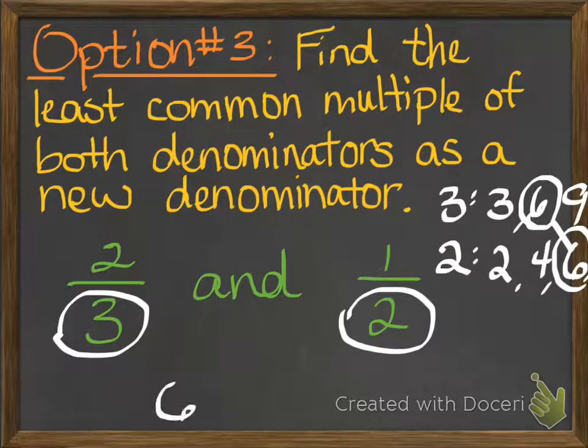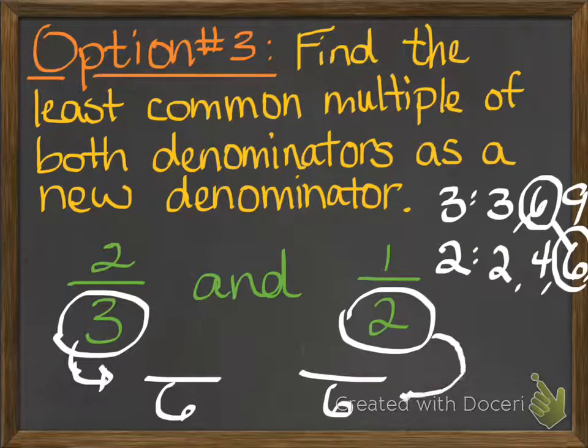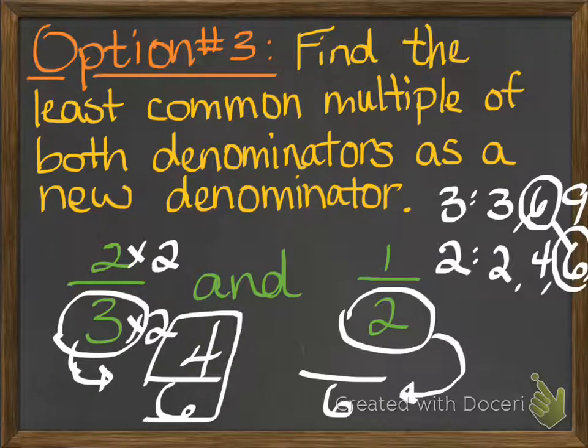We're going to make it a common denominator now. So instead of having 3 as the denominator of this fraction, I'm going to change it to 6. Instead of having 2 as the denominator, I'm going to have to change that to 6. So I had to take 3 times 2 to get 6. Whatever I do to the bottom, I got to do to the top. So I'm going to take 2 times 2 and make that 4. So now instead of 2/3, I have 4/6.